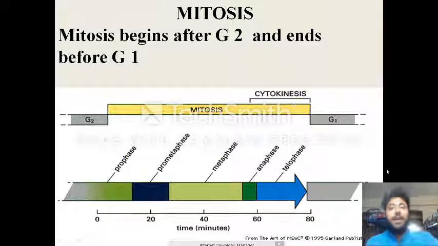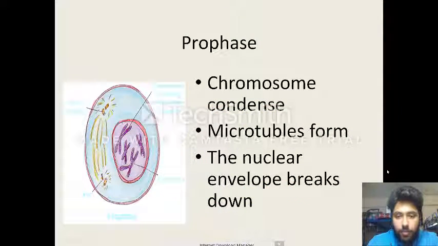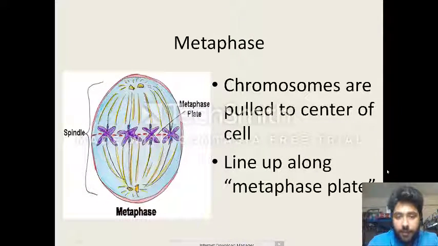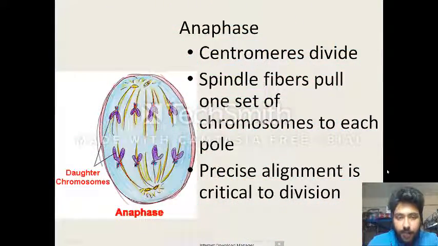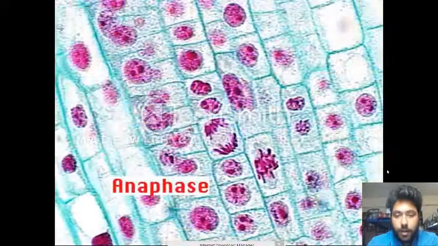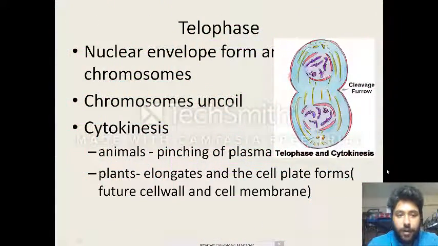So main mitosis begins after the G2 phase and before G1. So this is the prophase, then metaphase, then anaphase, where the spindle fibers just pull apart. And finally comes the telophase, where the cleavage occurs and two cells finally divide.